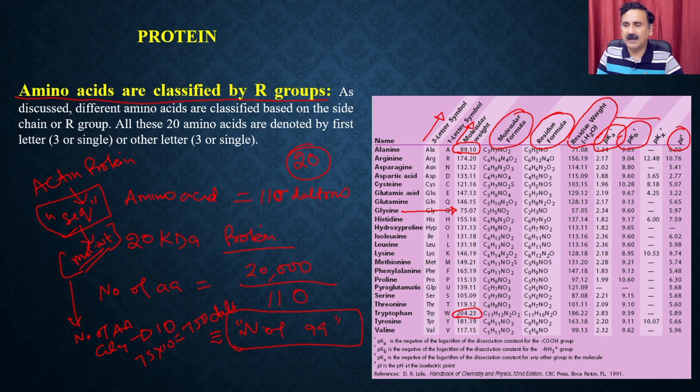These pKa values are used to calculate the charge on that particular amino acid, whereas the pI lets you calculate the charge of that amino acid at a particular pH. So you know that at that particular pH the amino acid is going to be neutral.